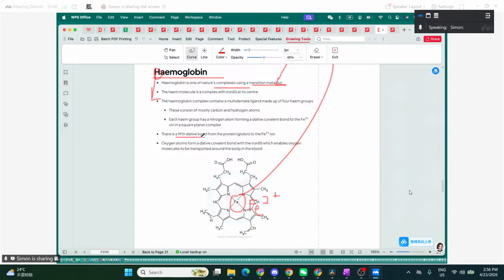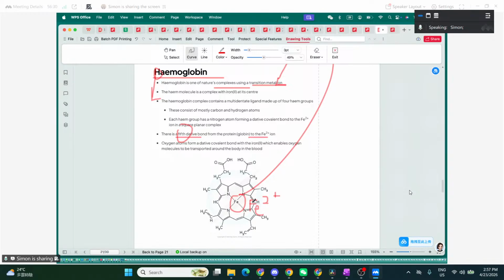Where's the fifth? Where is it, the fifth dative bond? We know there is a fifth dative bond formed, but on the diagram there is none. On the diagram there are four. Why is there a fifth?